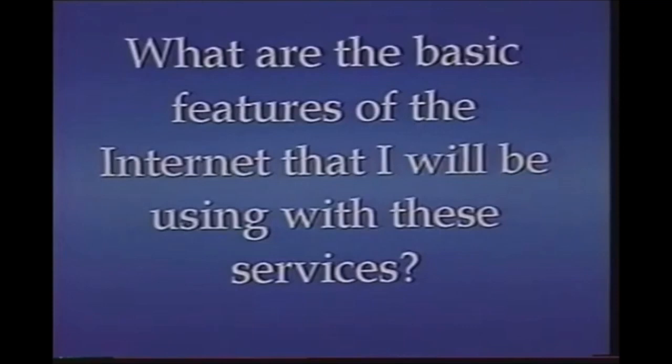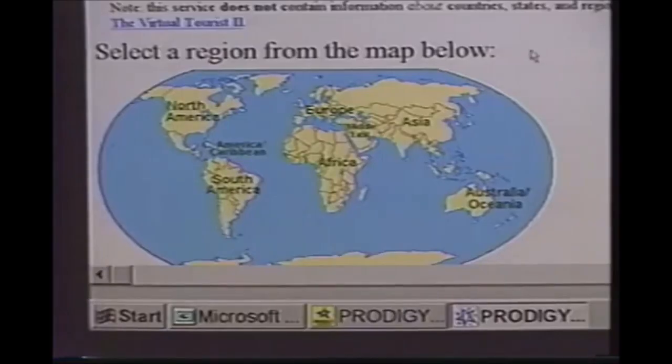What are the basic features of the Internet that I will be using with these services? The Internet is a global landscape of connected computer networks. These computer networks contain libraries of information and a world of online activities for just about anyone. This is a short definition list of the different Internet features we will be discussing. Please note, not all of the online services we will demonstrate in this video will allow access to all facets of the Internet.